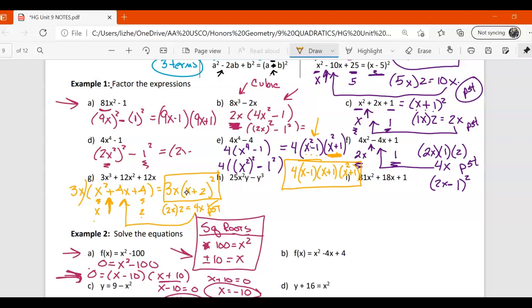Okay, for H, first rule of factoring, take out what's common. Each term has a y, so I'm going to take a y out, and I'm left with 25x squared minus y squared. If I take one of the y's out, I only have 2 of them left, so there it is. And now that is a difference of squares. 25x squared is a perfect square. Y squared is a perfect square, so this will factor as 5x minus y, 5x plus y. And then we have one more here.